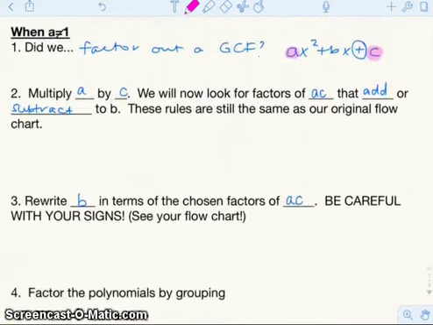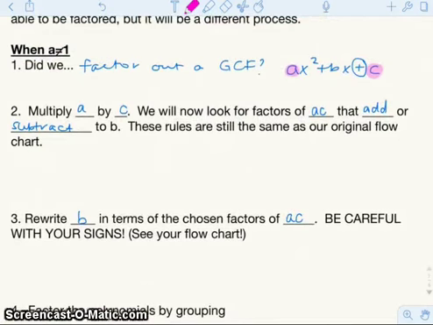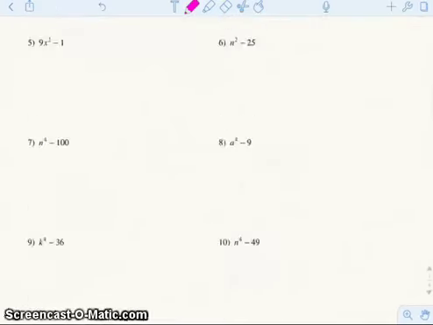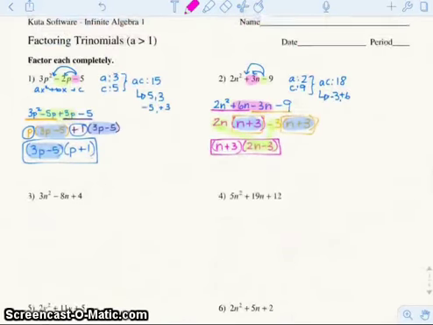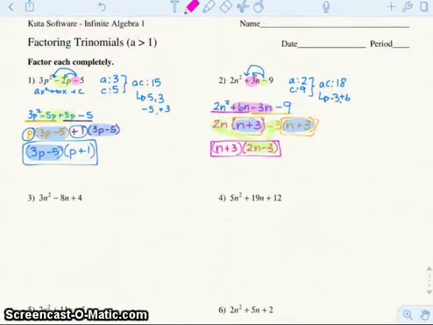Really, I'd like you to focus on multiplying a times c and rewriting it as a factor of b. There are some other methods to doing this where people use guess and check, but I'd really prefer that you learned how to use this because then you don't have to worry about playing guess and check. It's really going to be essential, so keep practicing, do these two examples, and then try a few on your own.